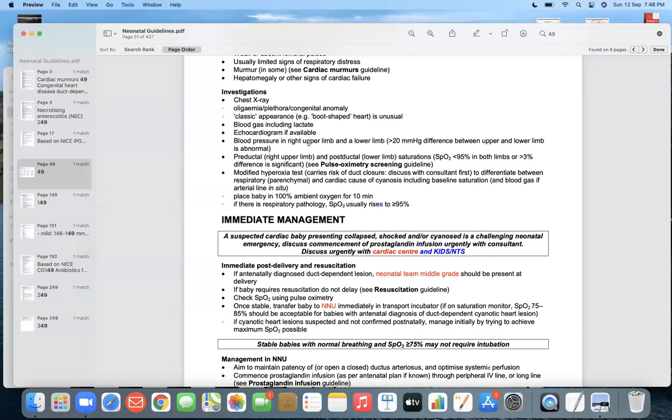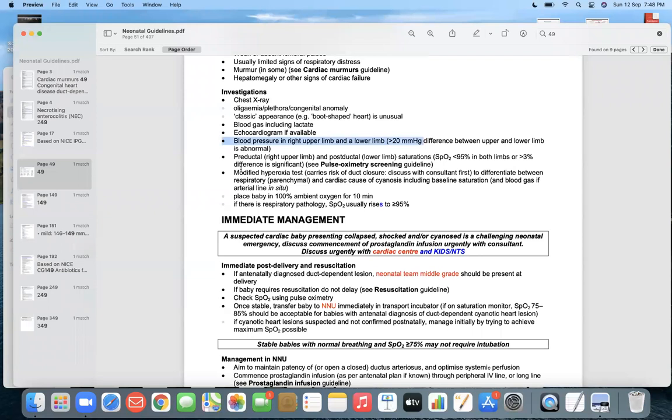Echocardiogram if available, and we have to mention as soon as possible this one. Once you stabilize the baby, as soon as possible, you have to go for echo to come to your diagnosis. Blood pressure in right upper limb and lower limb, more than 20 mm of Hg difference between upper and lower limb is abnormal. So tell 20 mm of Hg, better, because he has mentioned here 20.